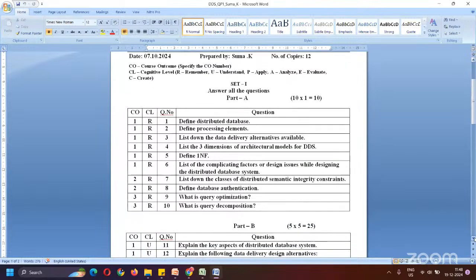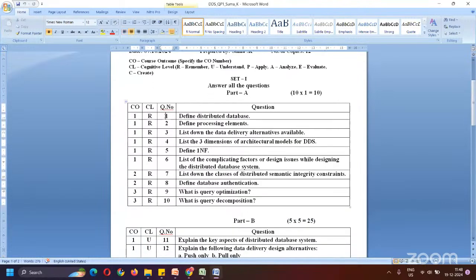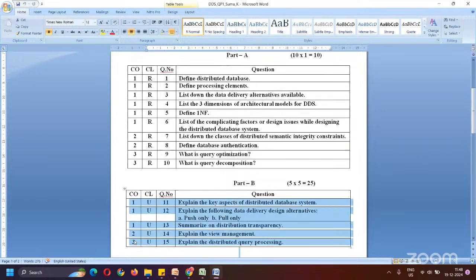I have Part A. Each question I have tagged with which CO it is mapped to, and the cognitive level at which I have asked the question. So when you are going for the attainment, you have to tag your question paper like this. That is the first step for the attainment.